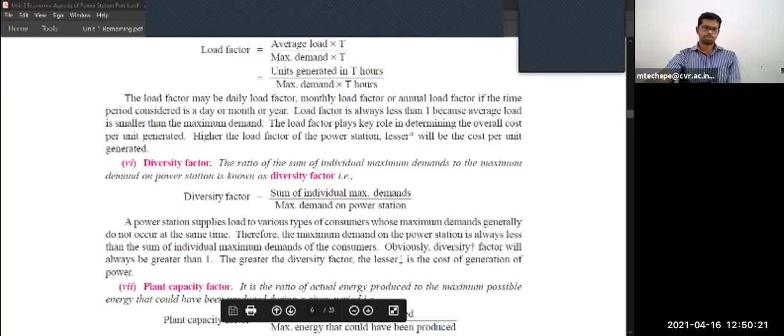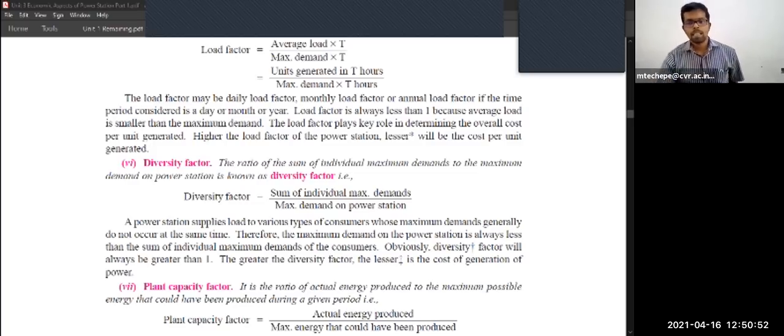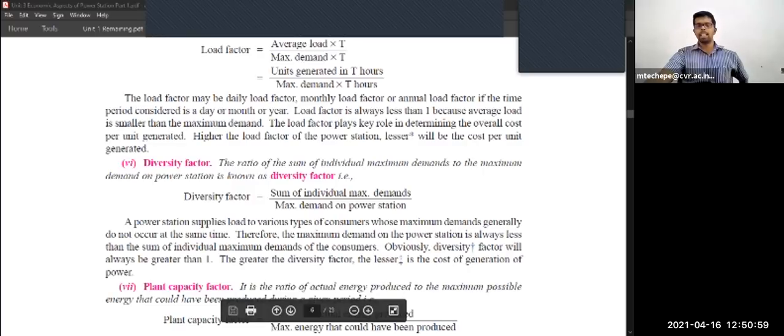What is diversity factor? Diversity factor is nothing but the ratio of the sum of individual maximum demands to the maximum demand on the power station. A power station supplies load to various types of consumers whose maximum demand generally does not occur at the same time. The maximum demands of the various types of consumers vary at different times. Therefore, the maximum demand on the power station is always less than the sum of the individual maximum demands of the consumers. Obviously, the diversity factor will be greater than 1.